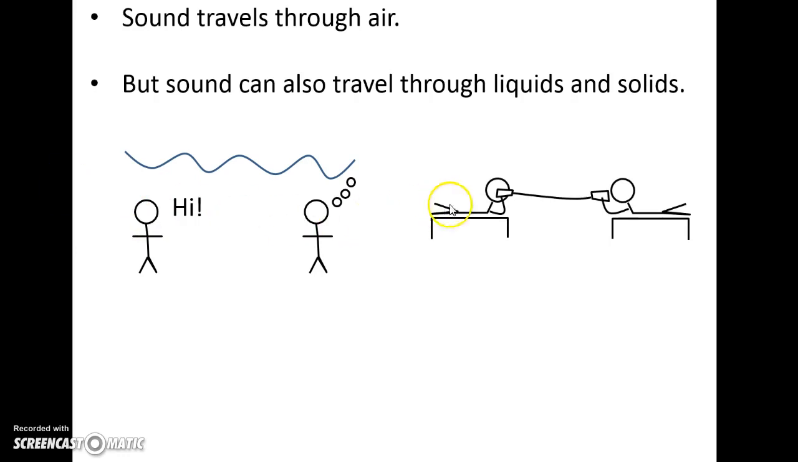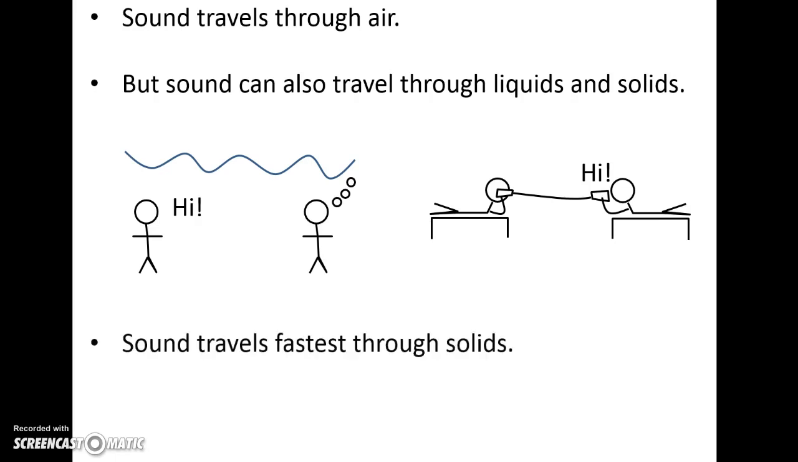Now let's say you take a piece of string and you connect styrofoam cups to each end. If you say hi, then that produces a compression in the string. The string transmits the compression all the way over to here, and your friend hears you. So in which case does sound travel fastest, do you think? Remember this: the more interactive the particles, the quicker the sound will travel.